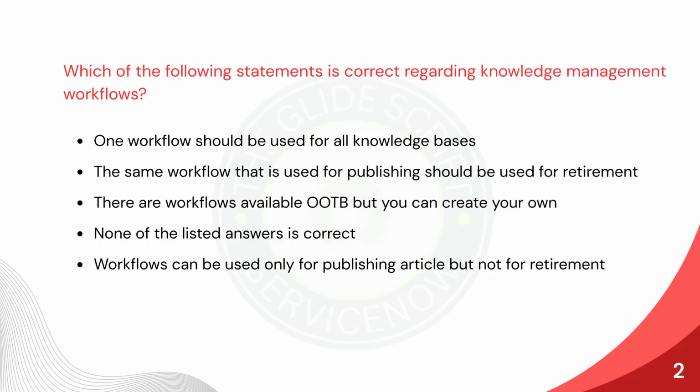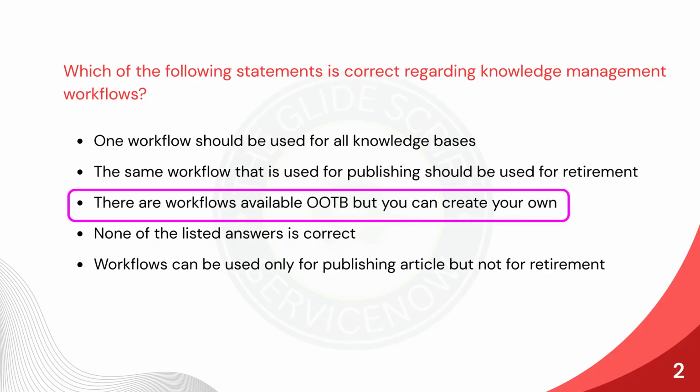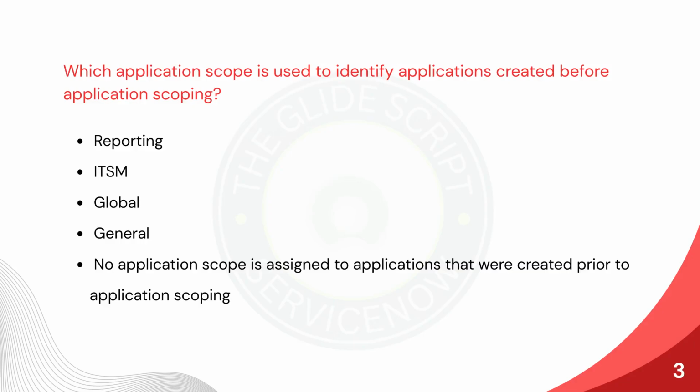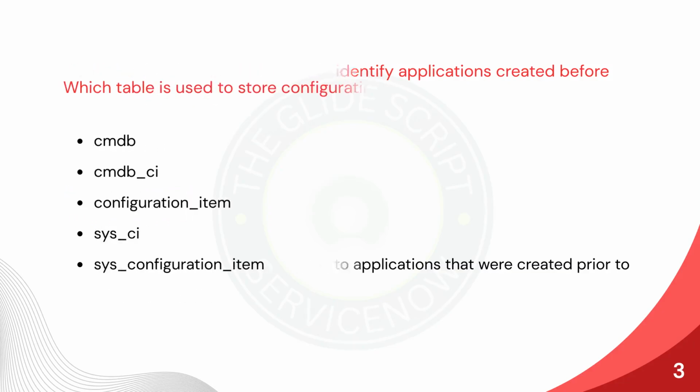Next, which of the following statements is correct regarding knowledge management workflows? Read all options. There are 5 options given. And the correct one is option number 3. There are workflows available out of the box, but you can create your own. Next, which application scope is used to identify applications created before application scoping? And the answer is global. Global is the application scope used to identify applications created before application scoping.